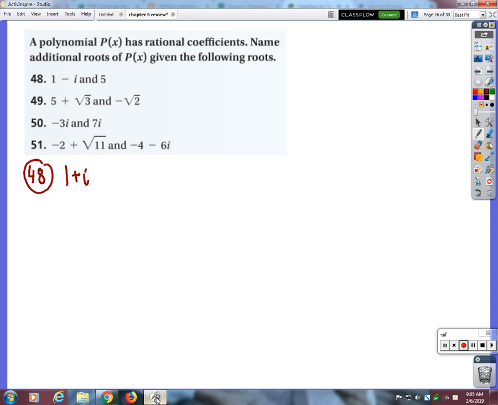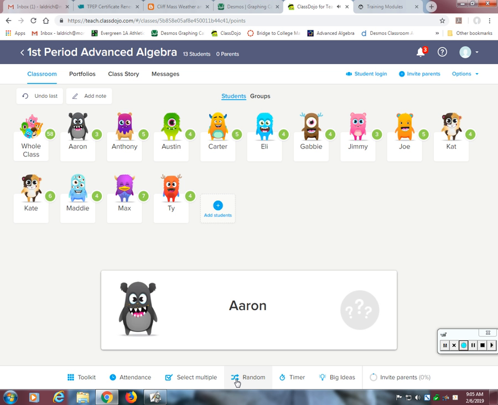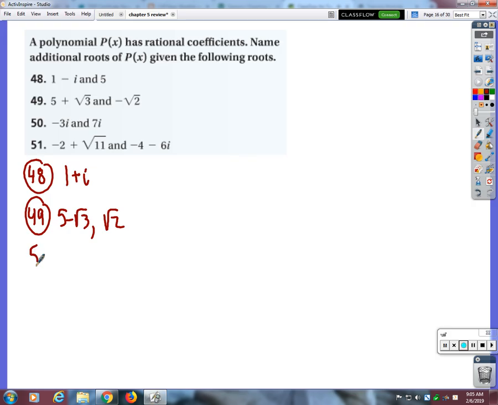Okay? So Austin, if I know that 5 plus the square root of 3 is a root, then 5 minus the square root of 3 is also a root. And if I know that negative square root of 2 is a root, then what's another one? Positive square root of 2. Okay? Got an easy one. Nice job. Aaron, how about if negative 3i is a root, positive 3i is also a root, and if 7i is a root, negative 7i is also a root.